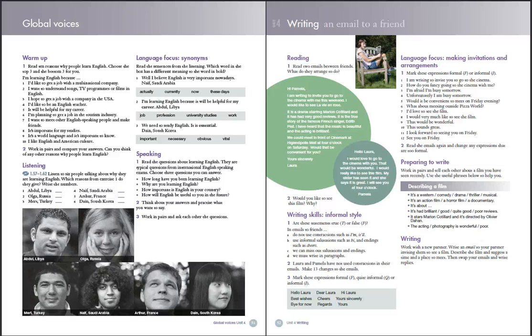I also like the fact that writing has been given its own page. I think writing is a very special skill. It needs its own emphasis. You can't just tack it onto other parts of the coursework, and it's treated as a genuine skill here unto itself. So I like that.